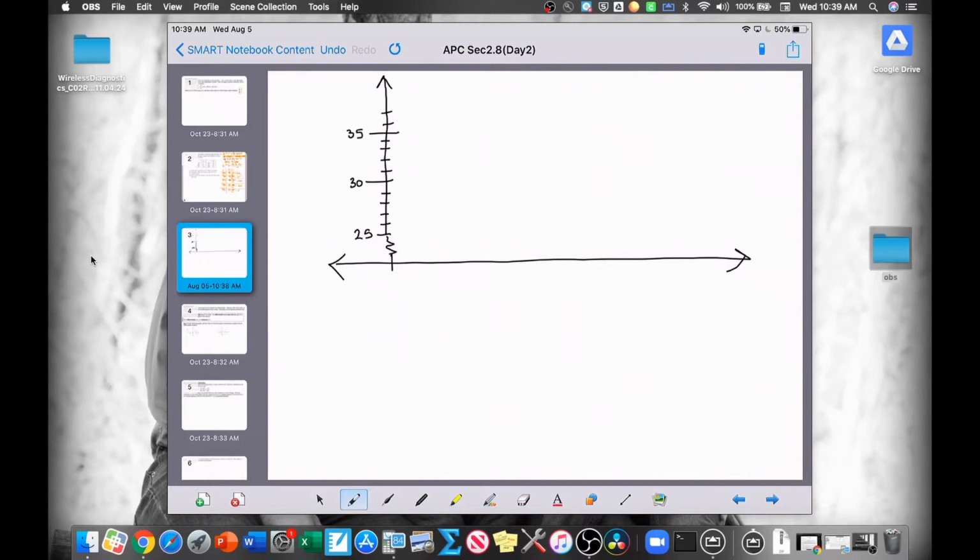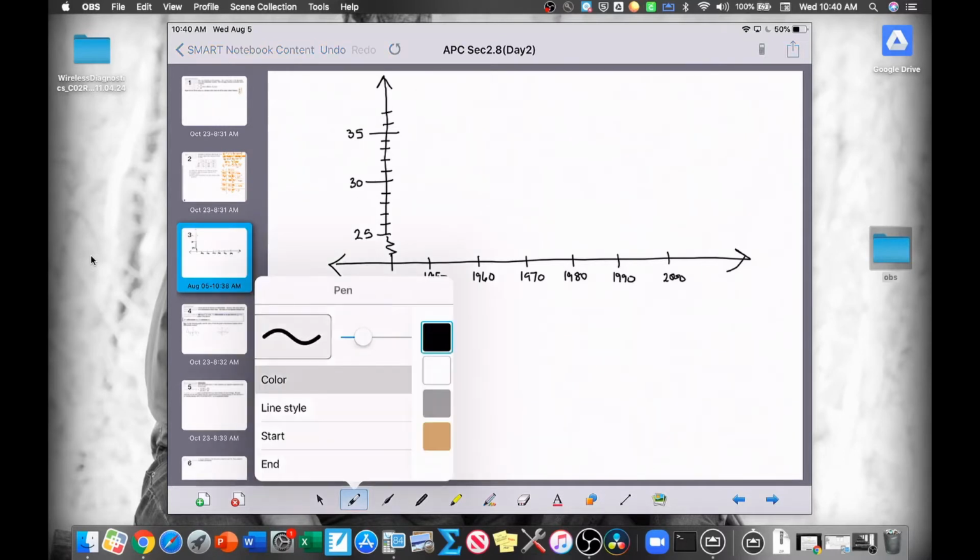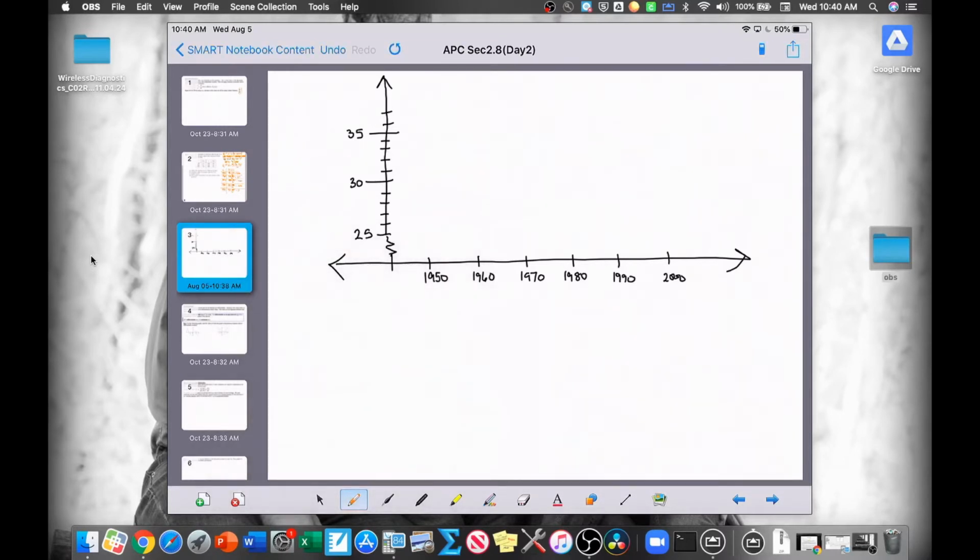And I'm going to graph P of t first. So I've got my years here on my x-axis, which would be 1950 up to 2000. Okay. And I'm going to go ahead and plot my points for P of t. When t was 1950, P of t was 31.1. So about right there. 1960, I'm at 35.7.